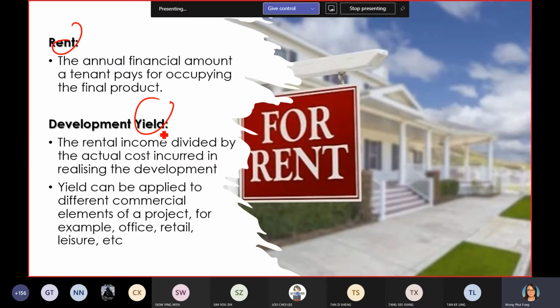So that is rental, and also the yield. As I told you, yield is actually applied for commercial property, office, retail, and leisure only. So for your residential, please do not use any yield.